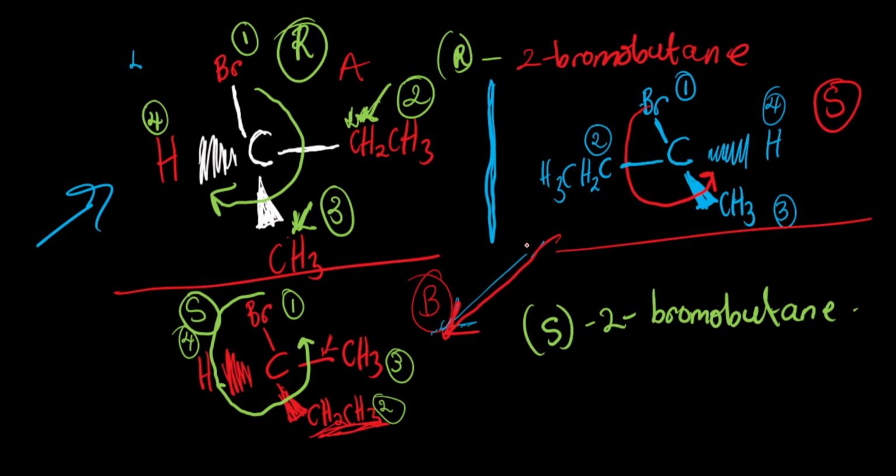Now, so far we have been considering when the least priority group is attached to the dashed wedge. How about a situation where the least priority group is not attached to the dashed wedge? Now let's take a look at that. Okay, so we'd still be working with our molecule, which is 2-bromobutane. Now we'll draw a structure that looks like this.